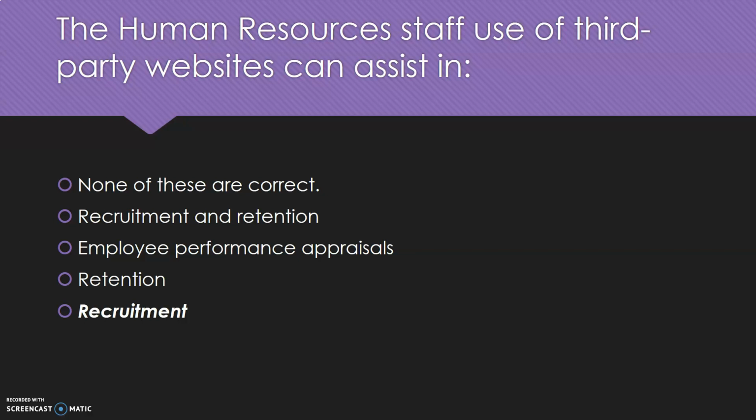So lots of options here, but our answer was recruitment. The other answer that was chosen most frequently is none of these are correct. Obviously that's not accurate, because we do use third-party websites in recruitment all of the time. Think monster.com, indeed.com, linkedin.com, ziprecruiter.com. All of those are obviously third-party websites, and a lot of places rely on sites like that to get candidates.